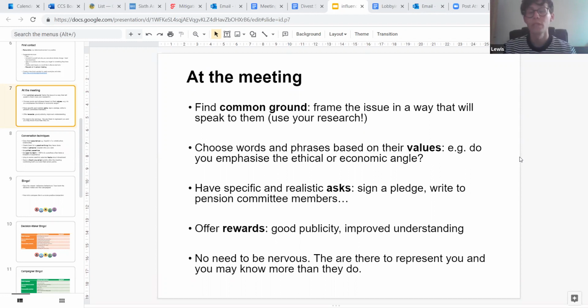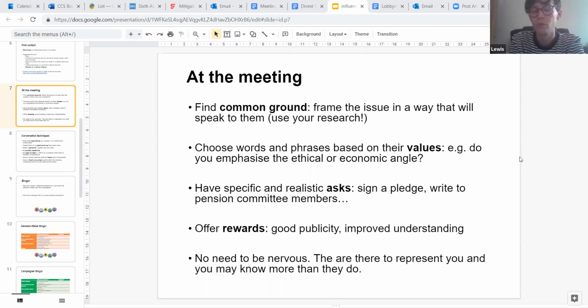Third point, very important, have specific and realistic asks. So you want to make it very clear what thing you want them to do. And often you're going to be asking them for just one thing, because they're not going to commit to doing a huge range of things, at least at first, unless they're very keen. So often the main thing is signing a pledge. So signing the Divest Scotland pledge or a local campaign pledge saying that they support divestment. That's important in order to build this momentum.